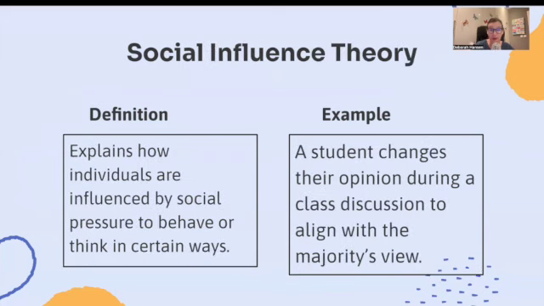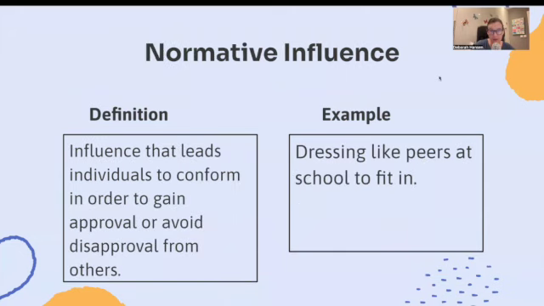Social influence theory. The definition is explains how individuals are influenced by social pressure to behave or think in a certain way. For example, a student changes their opinion during a class discussion to align with the majority's views. That would be your social influence. Normative influence. Influence that leads individuals to conform in order to gain approval or avoid disapproval from others. So, for example, dressing like your peers at school just so you can fit in.